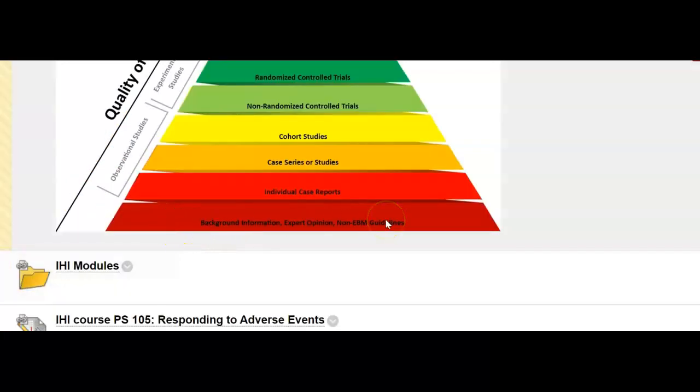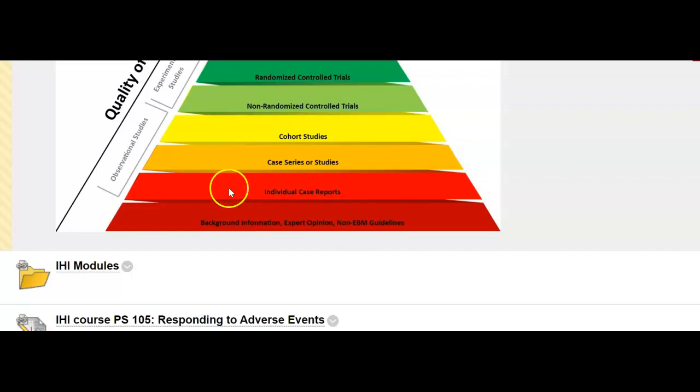And we start this pyramid at the bottom. And the lowest level of evidence is just background information. It does include expert opinion. So clinical expertise is part of evidence-based practice, and non-evidence-based medical guidelines. So just know that that's the lowest level.